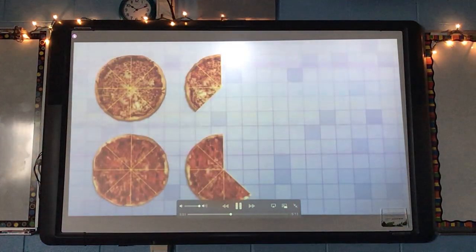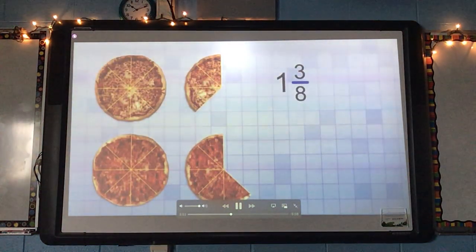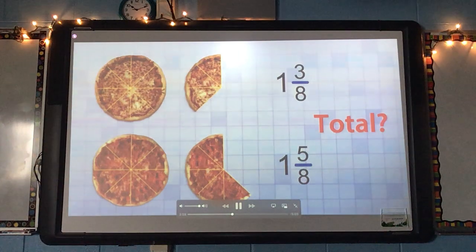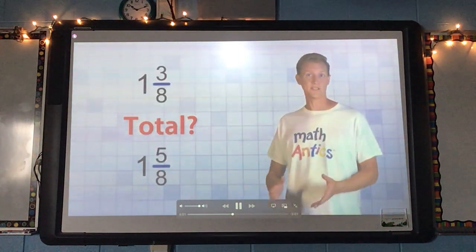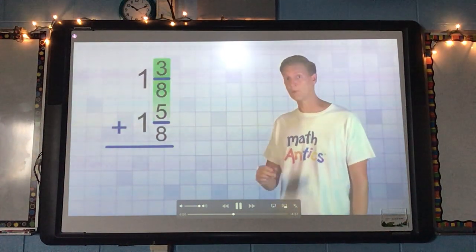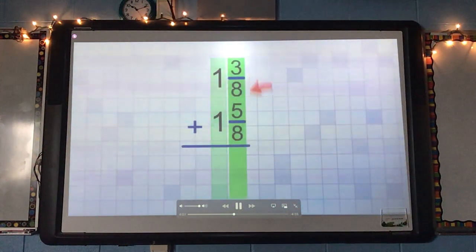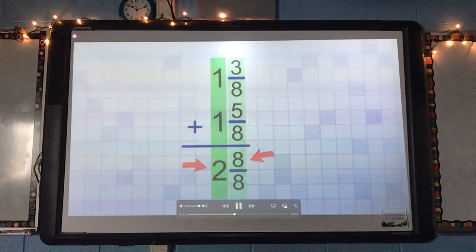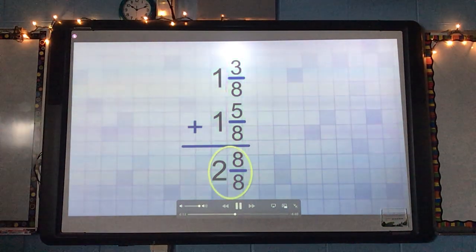And after the party ended, you had 1 3/8 cheese pizzas left over and 1 5/8 pepperoni pizzas left over. What's the total amount of leftover pizza? Well, we just need to add those two mixed numbers together. Let's stack them like I just showed you and add them column by column. 3/8 plus 5/8 equals 8/8. And 1 plus 1 equals 2. So the answer is 2 8/8.